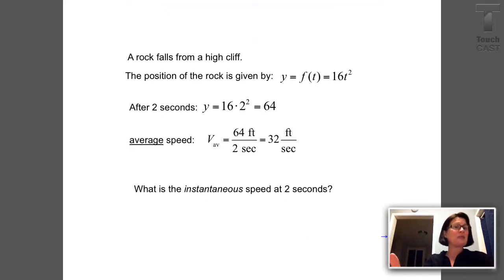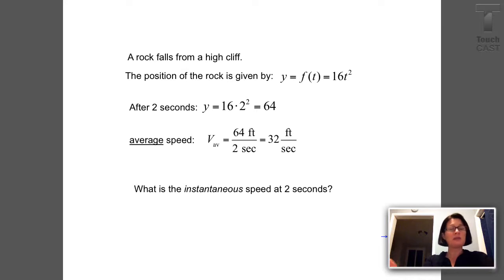So here's an example we did. We said if we have a rock that falls from a cliff and we have a formula that tells us the distance the rock falls. Here it's y equals f of t equals 16t squared. We could compute how far the rock has fallen after 2 seconds, for example. So I can plug in 2 for time, square the 2, multiply by 16, and after 2 seconds the rock has fallen 64 feet. I can use that information to compute average speed.